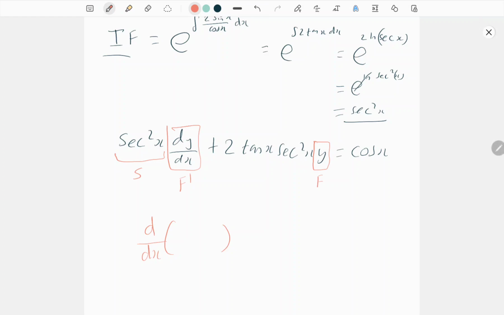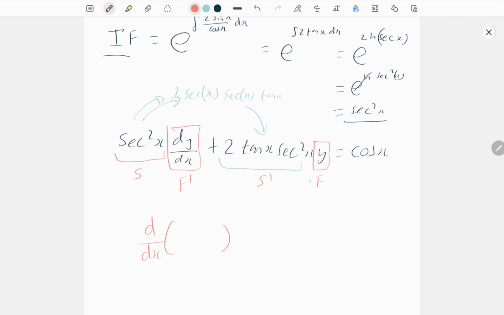Right, so sec squared x, let's just differentiate this on the side here just to make sure. So that's going to be 2 sec x, but you also have to multiply by the derivative of sec, which is sec tan. So this differentiates to that, which is the same as that. So this is the derivative of the second function.